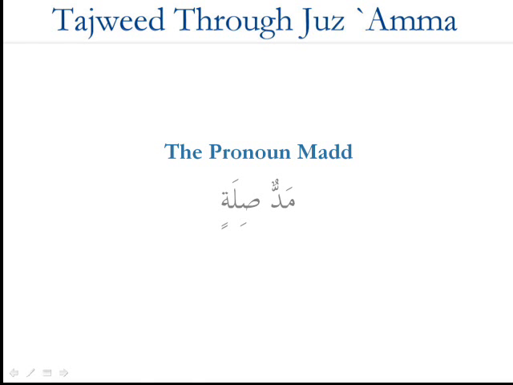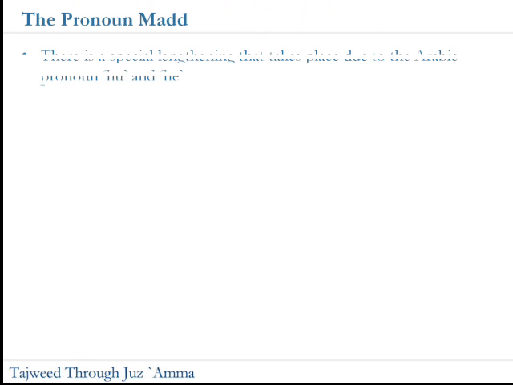The pronoun mad. Okay, this rule is actually associated with the Arabic pronouns "hu" (who) and "hi" (he). So we'll go through some examples first, and then we'll go through some rules, and then we'll revisit these examples.